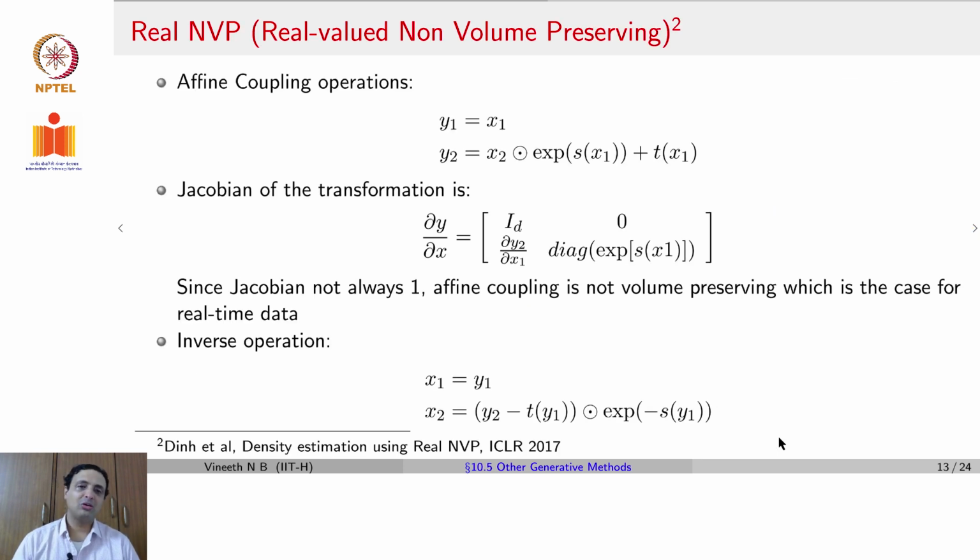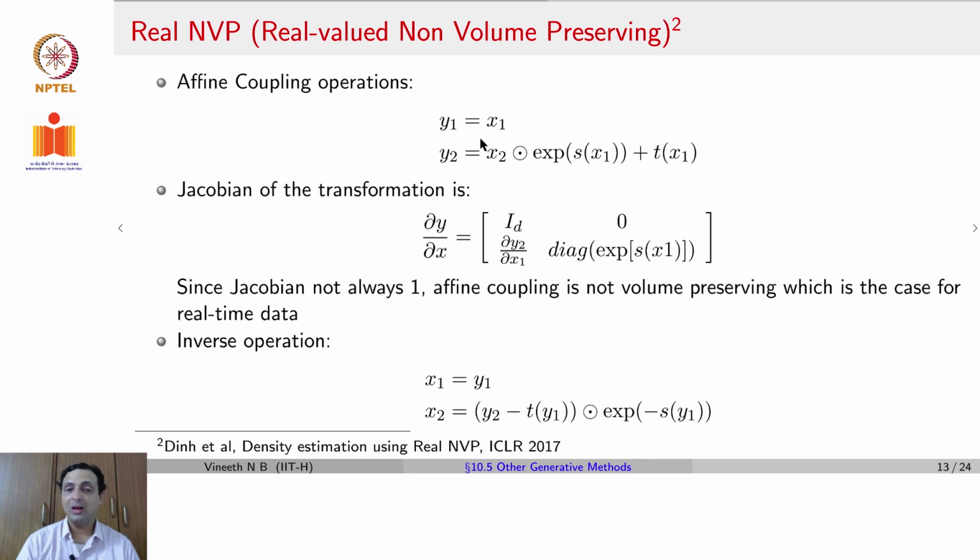An improvement over NICE was another popular normalizing flow method known as real NVP, real valued non-volume preserving normalizing flow. As the name states, it is non-volume preserving. So we definitely have to do something beyond additive coupling. What do we do? We have an affine coupling operation. What does the affine coupling operation do?